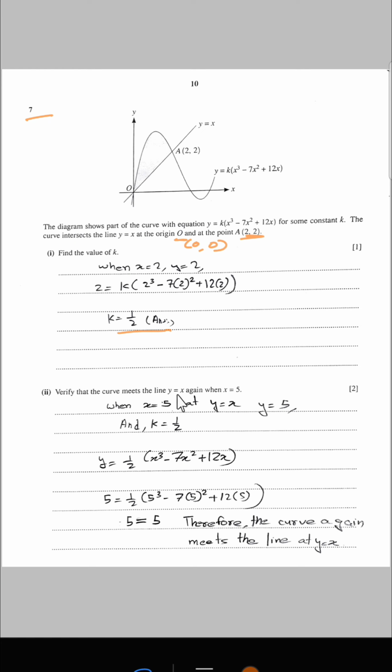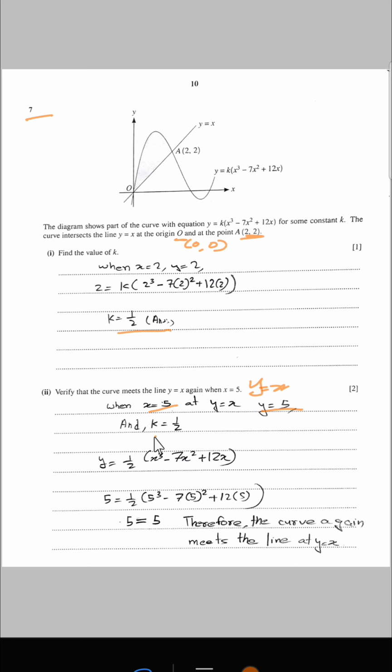Verify that the curve meets the line y is equal to x again at point 5 or when x is equal to 5. To verify this, we know the point at x is equal to 5, the value of y is also 5. Since the line is y is equal to x and the curve meets the line y is equal to x, when x is equal to 5, the value of y is same as the value of x, that is 5.